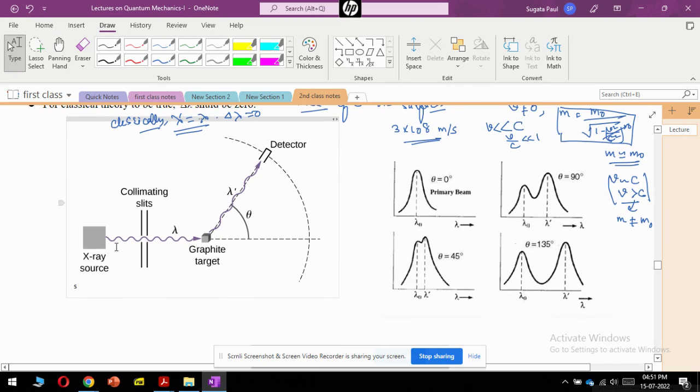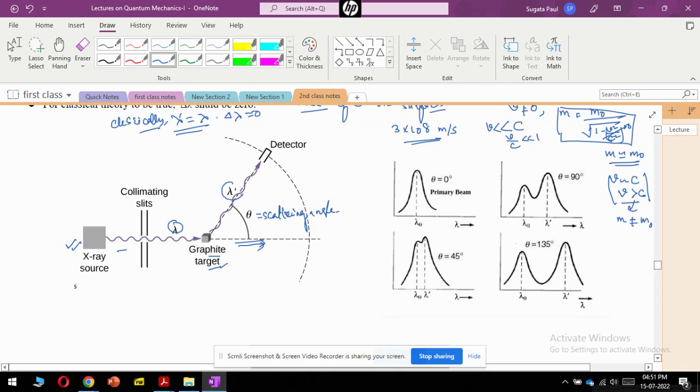So this is the basic experimental setup, that we have an X-ray source. Basically Compton had an X-ray source, and these are the collimating slits, which collimate, that is focus, the X-ray beam even more. So this X-ray beam has a particular wavelength lambda, with which it is hitting the graphite target surface over here. And from the surface it is scattered off from its actual path. This dotted line would be its actual path if it was not scattered. Then this is the scattered path, and the angle between both of them is theta, that is the scattering angle. This is the scattering angle.